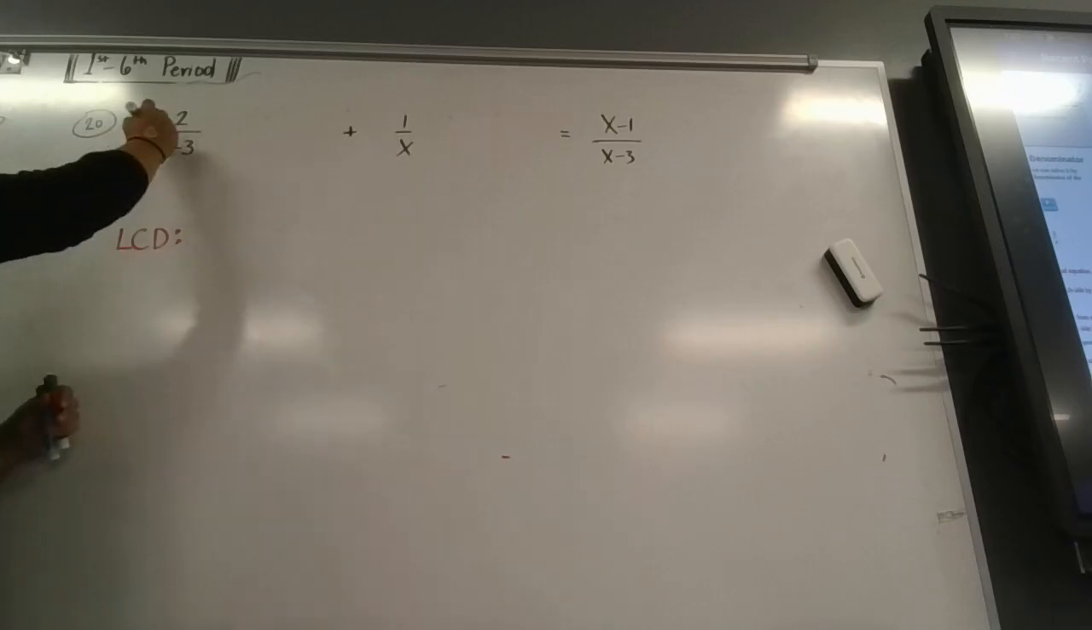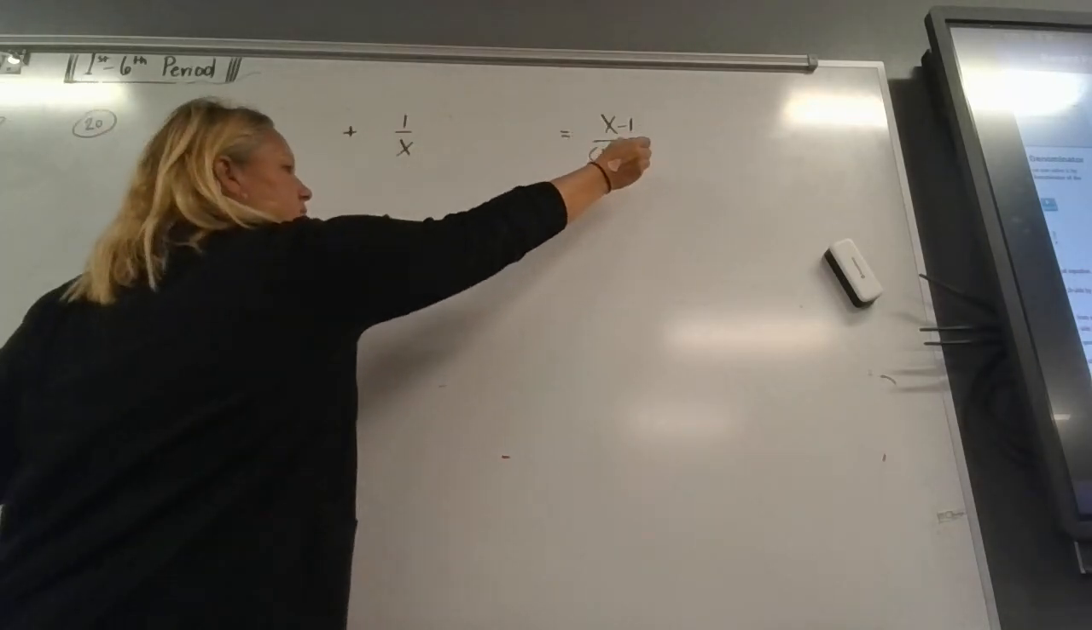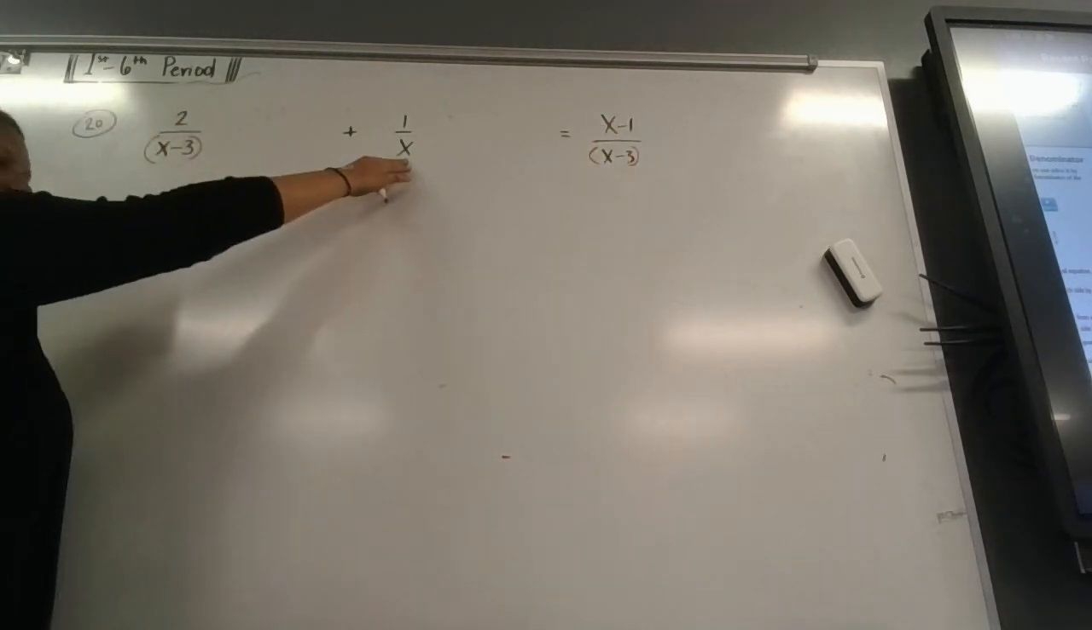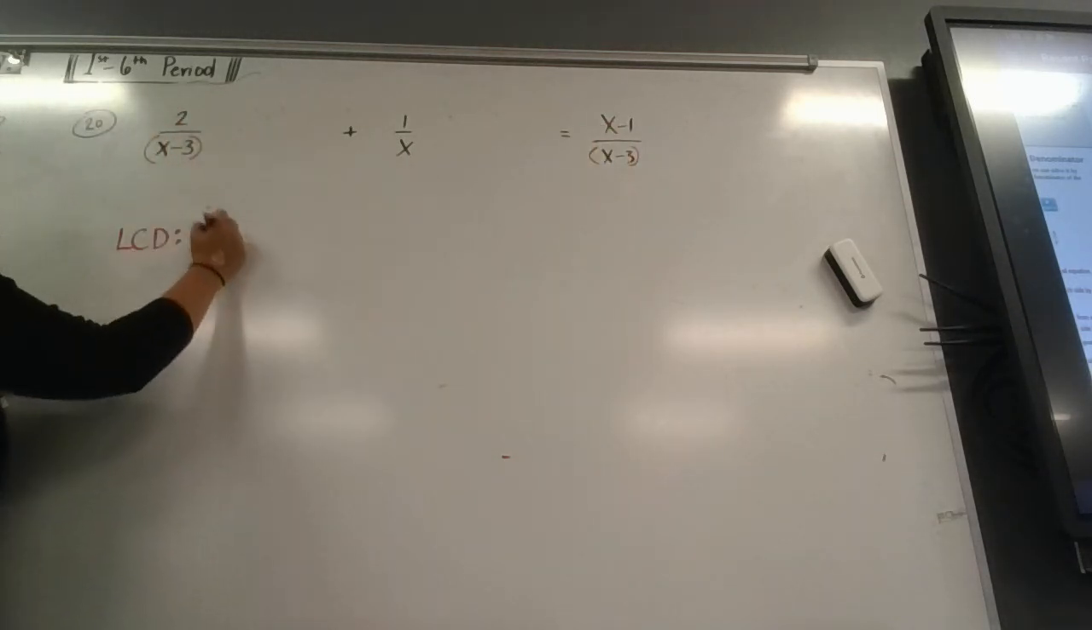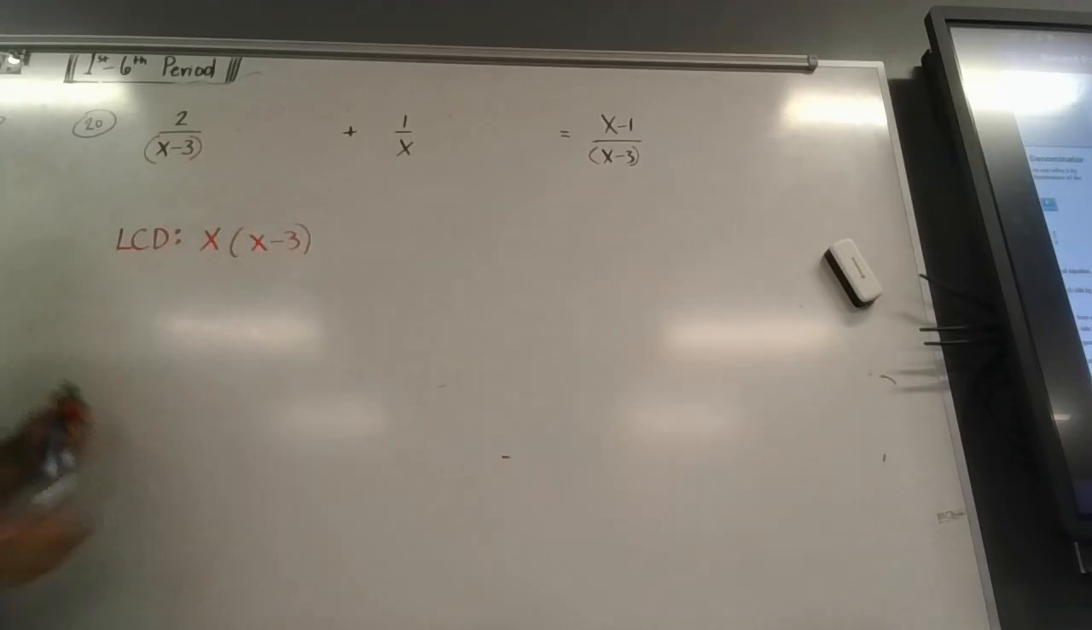So I'm going to just keep in mind these are like little binomials. The x is independent, it's separate, it's all by itself. So I have to have x by itself and x minus 3. Both of those things have to be included in the LCD, not just x. Just put everything in there if you need to.